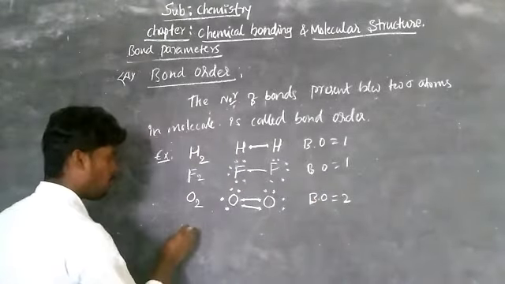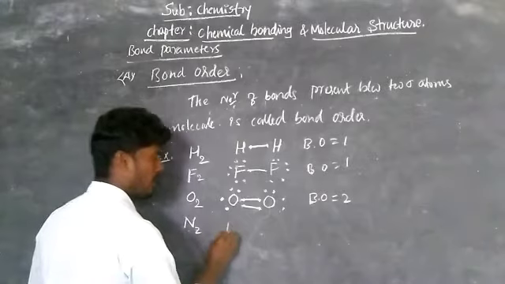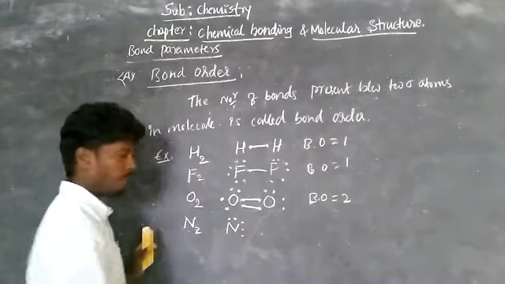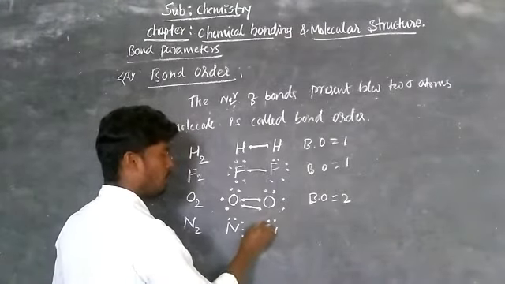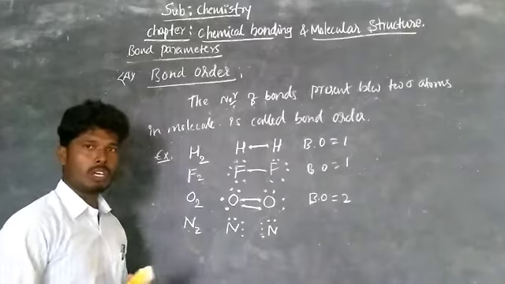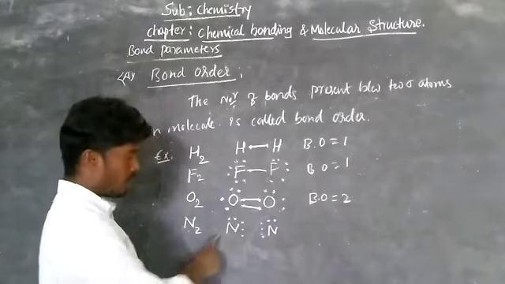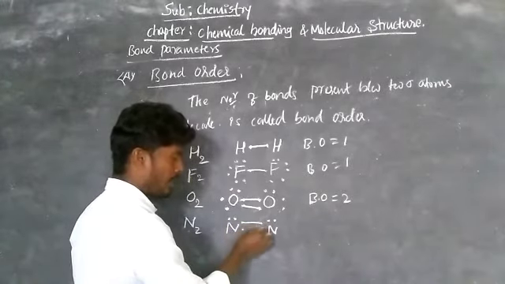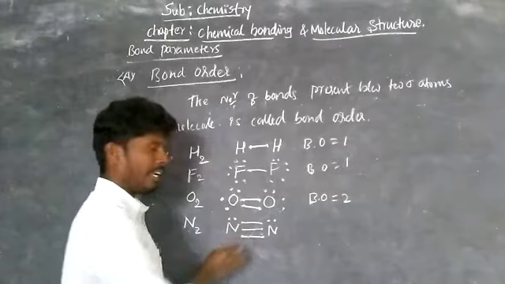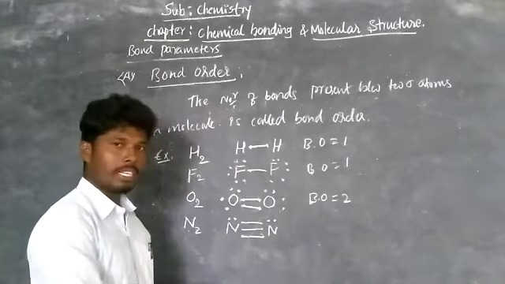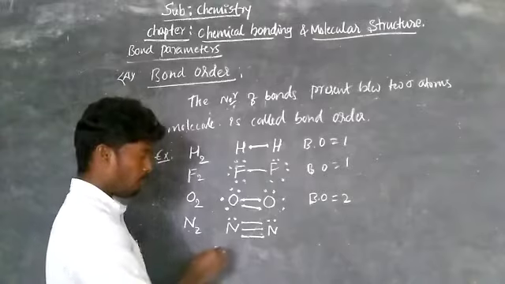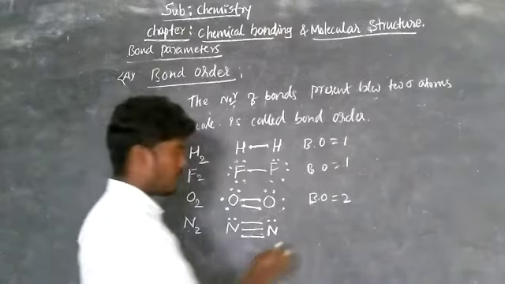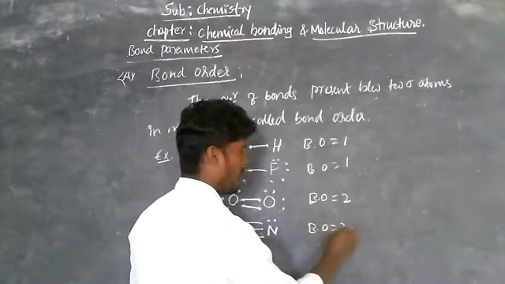Similarly, if you take nitrogen molecule N2, the nitrogen contains 5 electrons in its valence shell, 1, 2, 3, 4, 5. Similarly, one more nitrogen. You already know how to write the Lewis dot structure. These are the nitrogen atoms. Here to make an octet configuration, they share 3 electrons with the neighboring atom. Now each nitrogen carries 8 electrons, right? So here the bond order is what? 3. 1, 2, 3. Because 3 bonds are present between the nitrogen atoms.